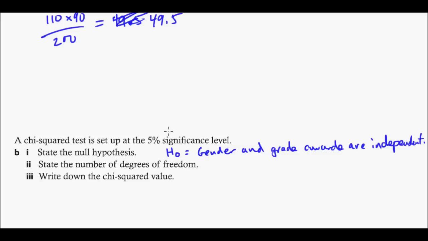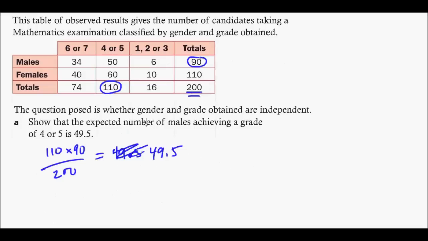Now state the number of degrees of freedom. You can put this in your calculator, but the way you do degrees of freedom is rows minus 1 times columns minus 1. In this case, there are 2 rows, so it's 2 minus 1, and then there are 3 columns, 1, 2, 3.